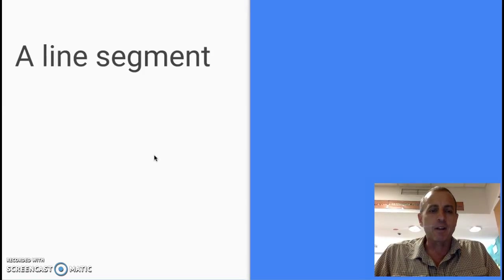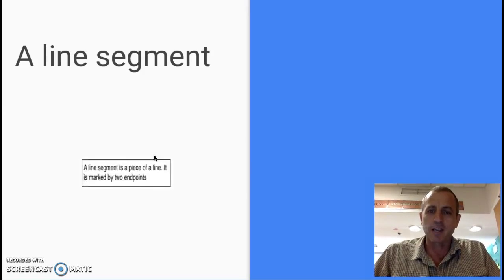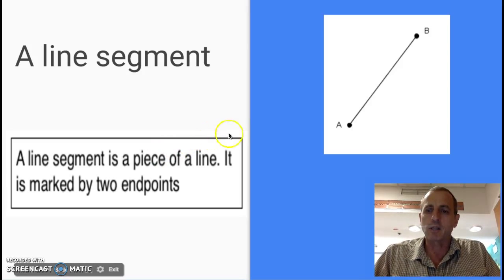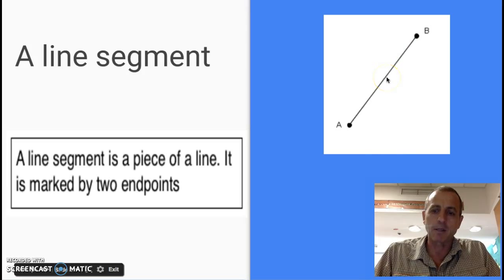Your next vocabulary term is, what is a line segment? Well, a line segment is a piece of a line. It is marked by two endpoints. So you can see here this endpoint A and this endpoint B. They stop there, and it's just this line that we're talking about, this line segment.